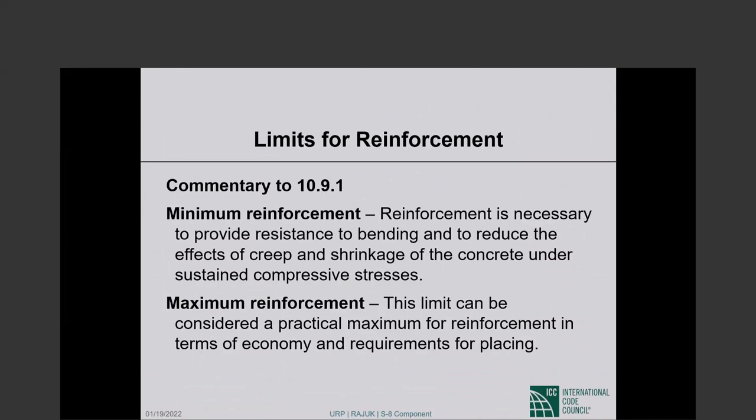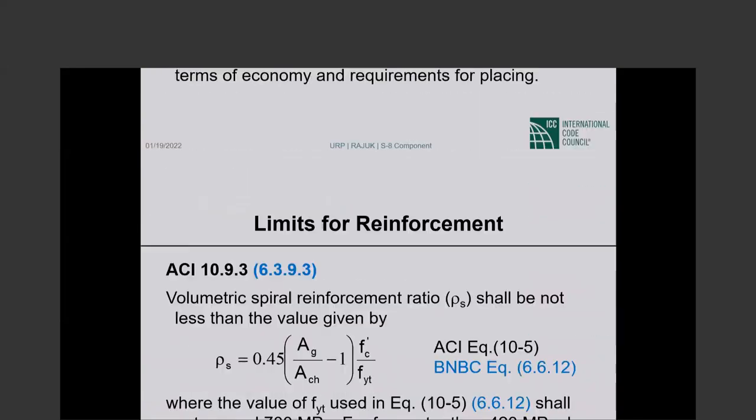Okay, minimum reinforcement. Reinforcement is necessary to provide resistance to bending and to reduce the effect of creep and shrinkage of the concrete under sustained compressive stresses. So this is why we have a minimum. The maximum reinforcement, this limit can be considered a practical maximum for reinforcement in terms of economy and requirements for placing.